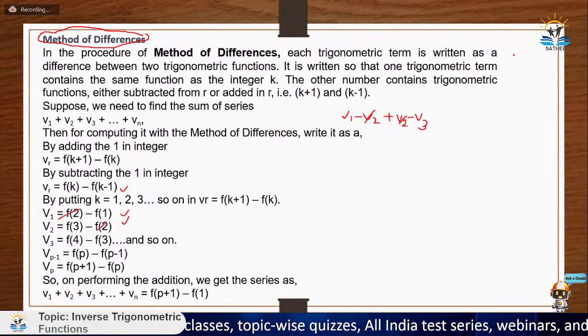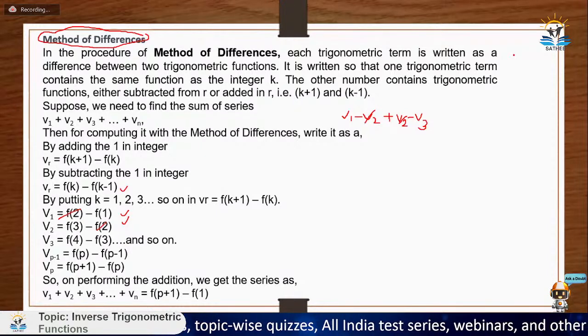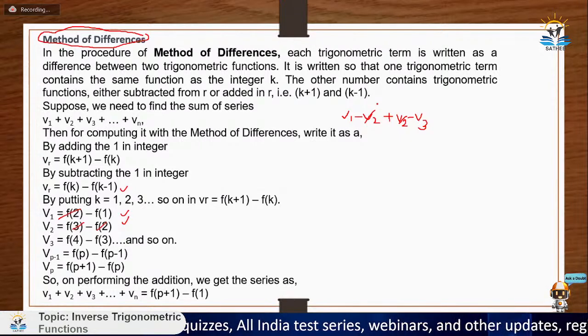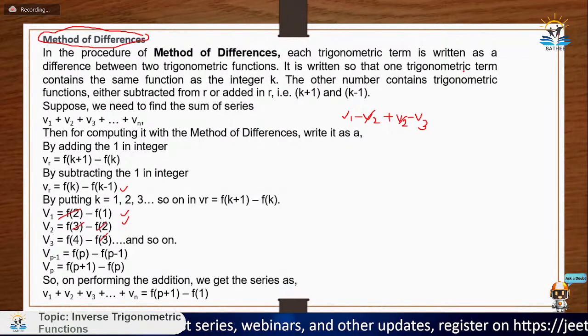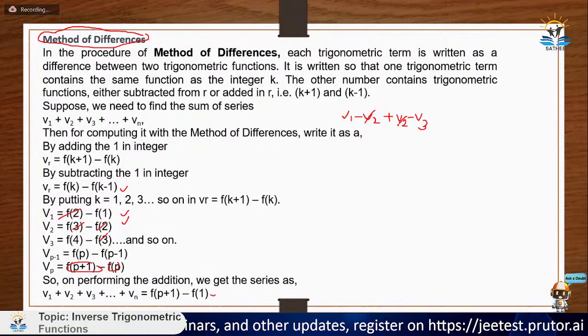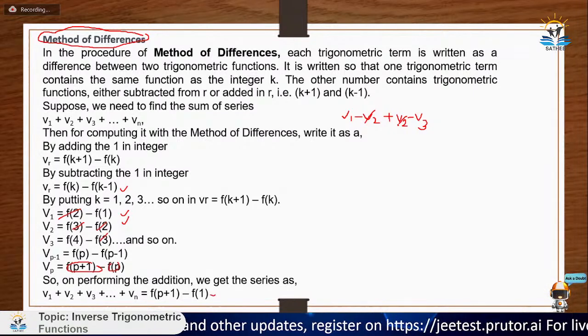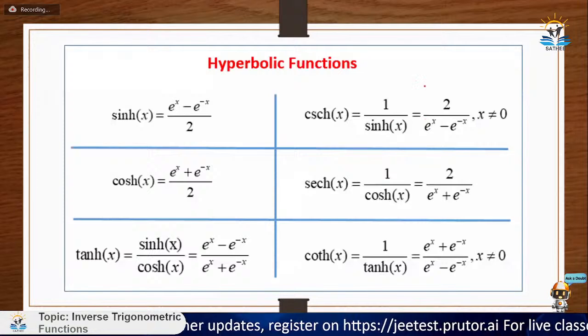Cosec square x minus cot square x equal to 1. Just put in the values and you get the value of cosec x. So cosec x is equal to root of 1 plus cot square x, so root of 1 plus x square. So you will get cosec x here.